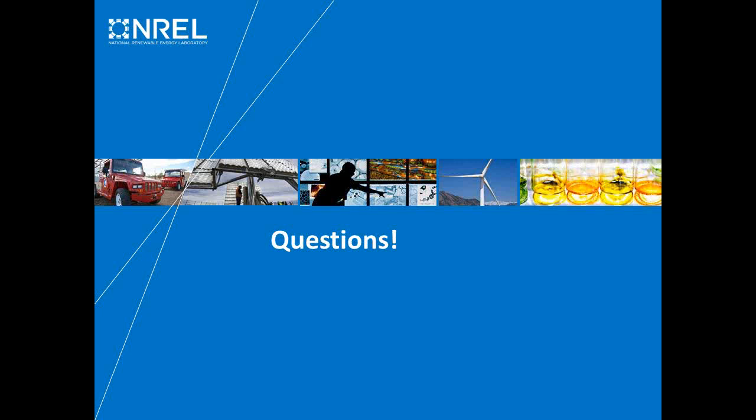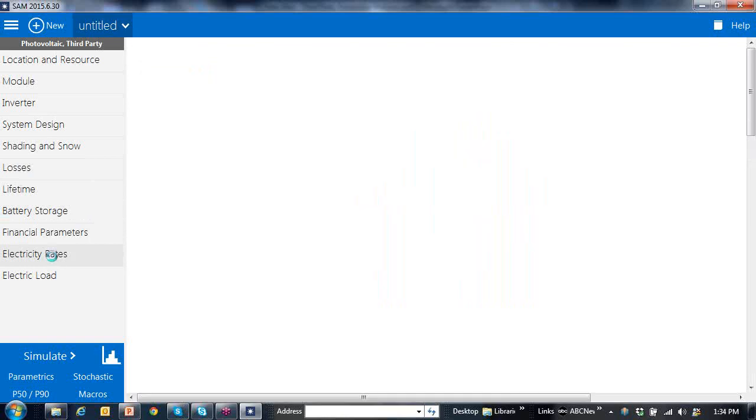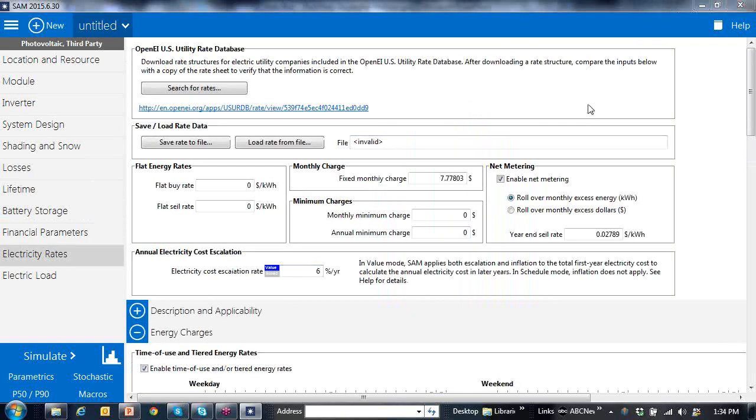If you could bring up SAM and go to the utility rate page, please. So those are options under net metering, and as you know, there are many different approaches to net metering depending on the state you're in and then on what utility territory you're in. So we are attempting to model sort of the widest range of net metering rules and rate structures.